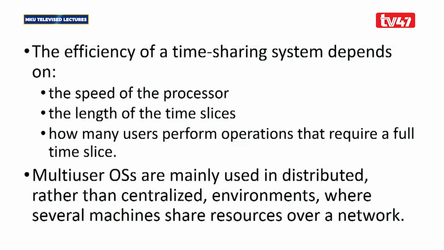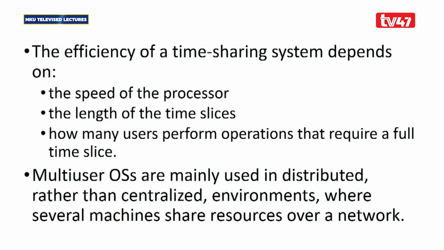Now, the efficiency of time-sharing systems depends, of course, on the speed of the processor. The speed of the processor is really critical. Then the length of the time slices: how much time does each of the processes require? Then we have how many users perform operations that require a full time slice. So again, how much time do we need for the process to run completely?